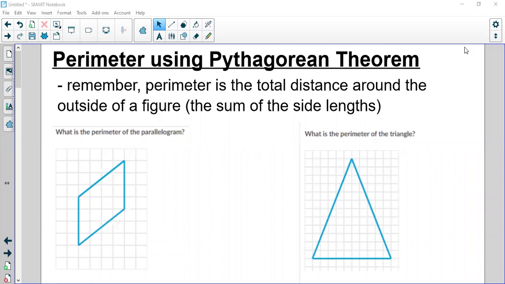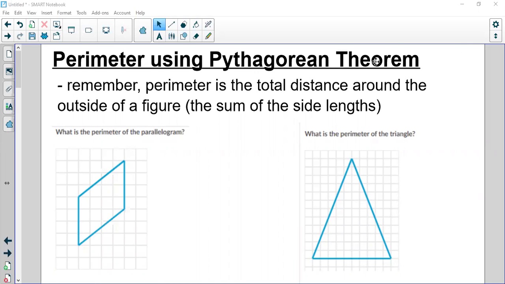Okay, now that you know what the Pythagorean theorem is, a squared plus b squared equals c squared, and you know how to use it and apply it, it only works on right triangles, don't forget, right triangles. We're going to do some application now and see if we can find some perimeters and areas of figures.